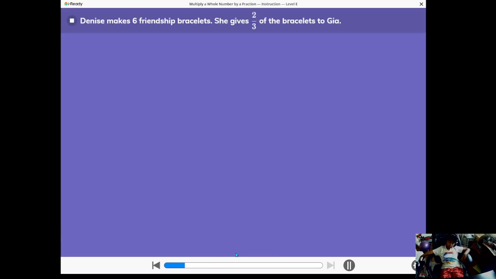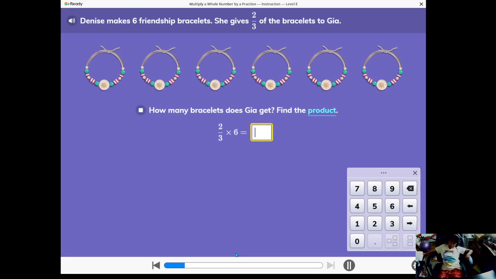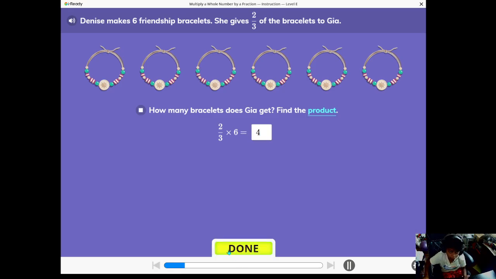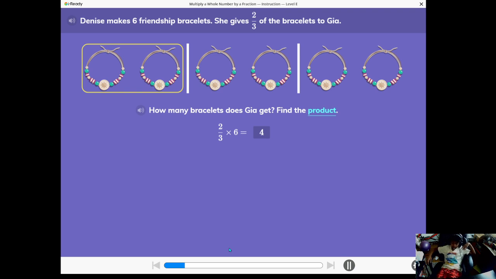Denise makes 6 friendship bracelets. She gives 2/3 of the bracelets to Gia. How many bracelets does Gia get? 4. That's it! 1/3 times 6 equals 2. You can double that amount to find 2/3 times 6. Gia gets 4 bracelets.